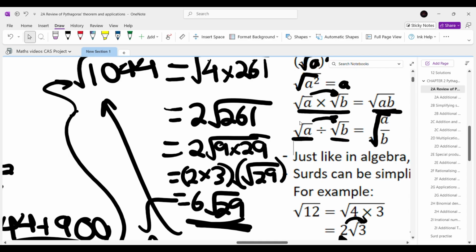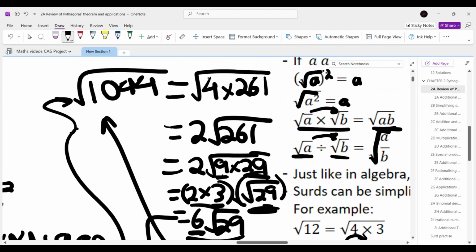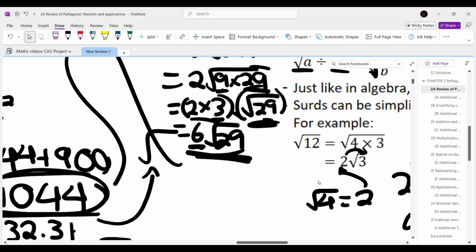I just found out that 261 is not prime. We can divide it into 9 multiplied by 29, and then we can take the 9 out, square rooting it, which becomes 3. 2 times 3 gives us 6, and we still have the square root of 29, which is prime. So the final simplification of the square root of 1044 is 6 multiplied by the square root of 29.